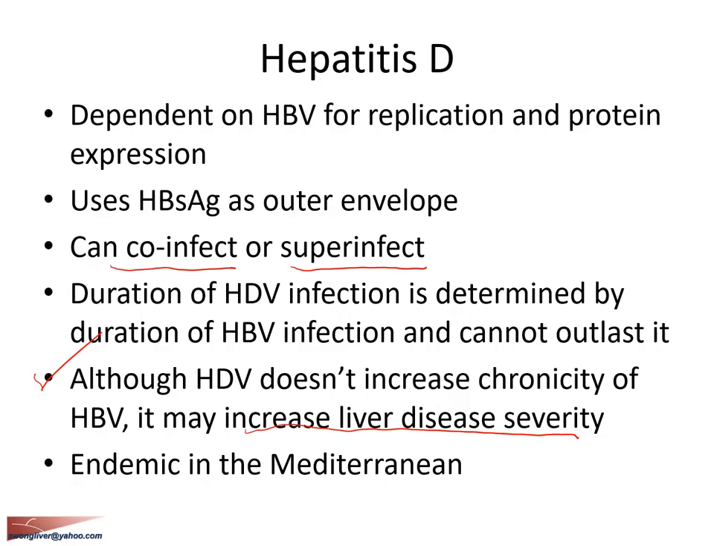Why is it that the patient may have a more severe liver disease in this case? This is because if you have chronic hepatitis B already, you may already have cirrhosis. You may already have significant liver injury. And then when you have hepatitis D on top of the significant liver injury from your hepatitis B, you may have a more severe manifestation of your liver disease. Okay? Now, hepatitis D, fortunately, is not very common in our country. It's more endemic in the Mediterranean countries.